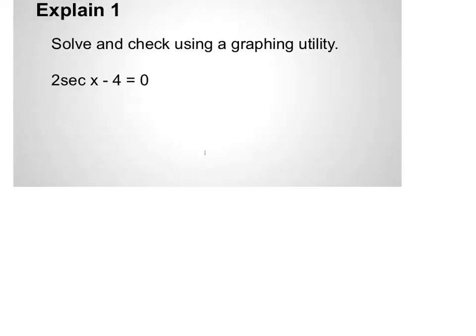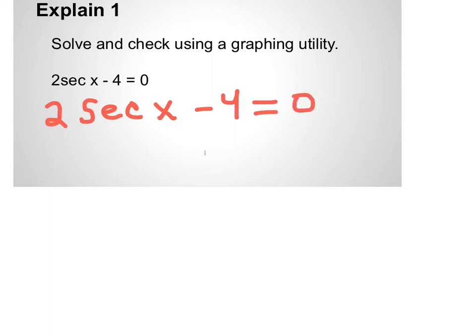All right, here's our first example. We're going to solve and check it using a graphing utility. We're going to solve 2 secant x minus 4 is equal to 0. So let's go ahead and write that problem down. Again, that's 2 secant x minus 4 is equal to 0.